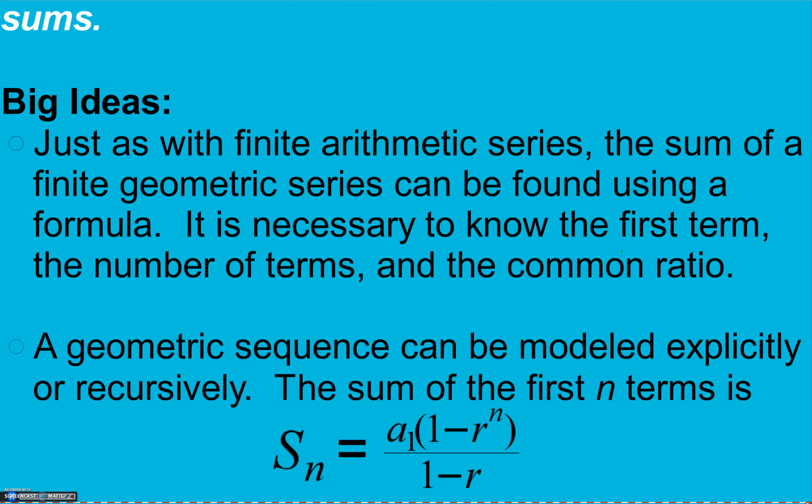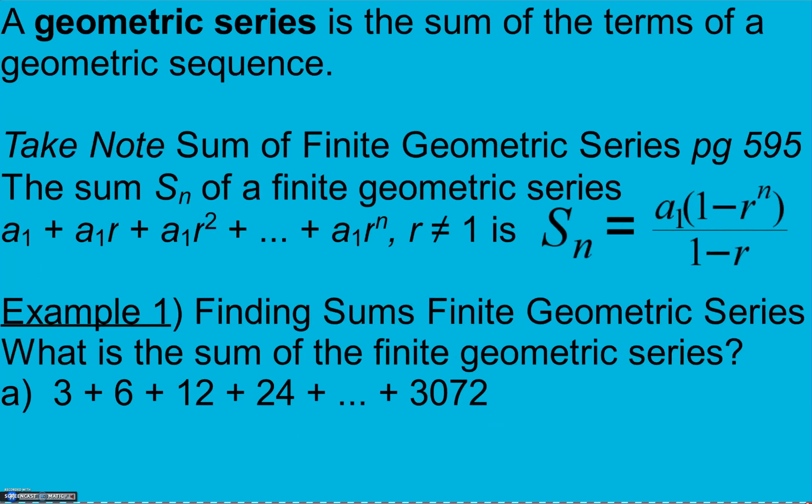A geometric sequence can be modeled explicitly or recursively. The sum of the first n terms is found by this formula. Sum of a certain number of terms equals our first term, a sub 1, times 1 minus r raised to our n value, which is our number of terms, all divided by 1 minus r, our common ratio. A geometric series is the sum of the terms of a geometric sequence.